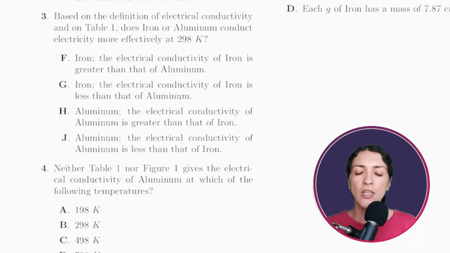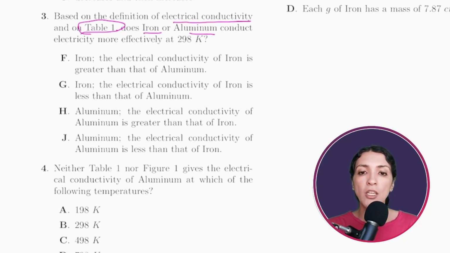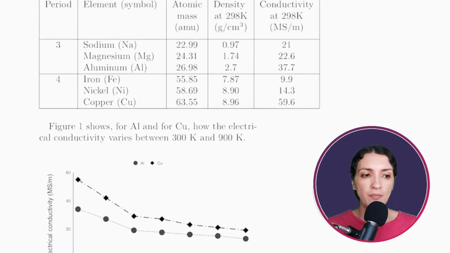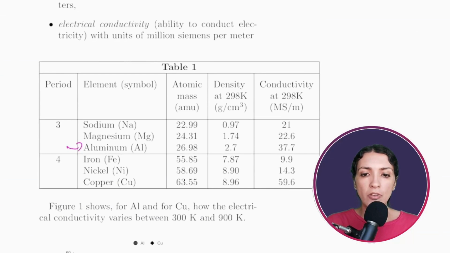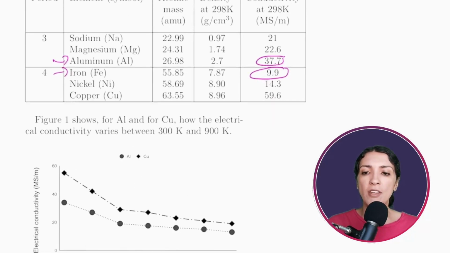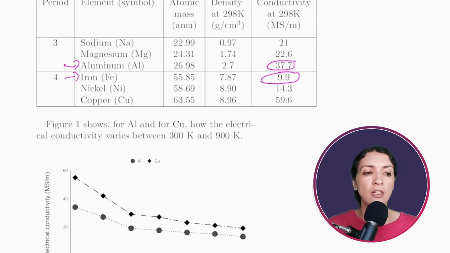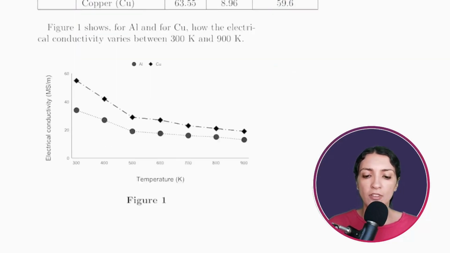For question 3, we're told to look at table 1 and the electrical conductivity of iron and aluminum. So that would be our who. And the why is that we're seeing which one conducts electricity more effectively. So let's look at table 1 first and locate aluminum and iron and look at the correct column, the conductivity. Okay, we see that aluminum has a conductivity of 37, which is much greater than 9.9. So aluminum has a higher conductivity.